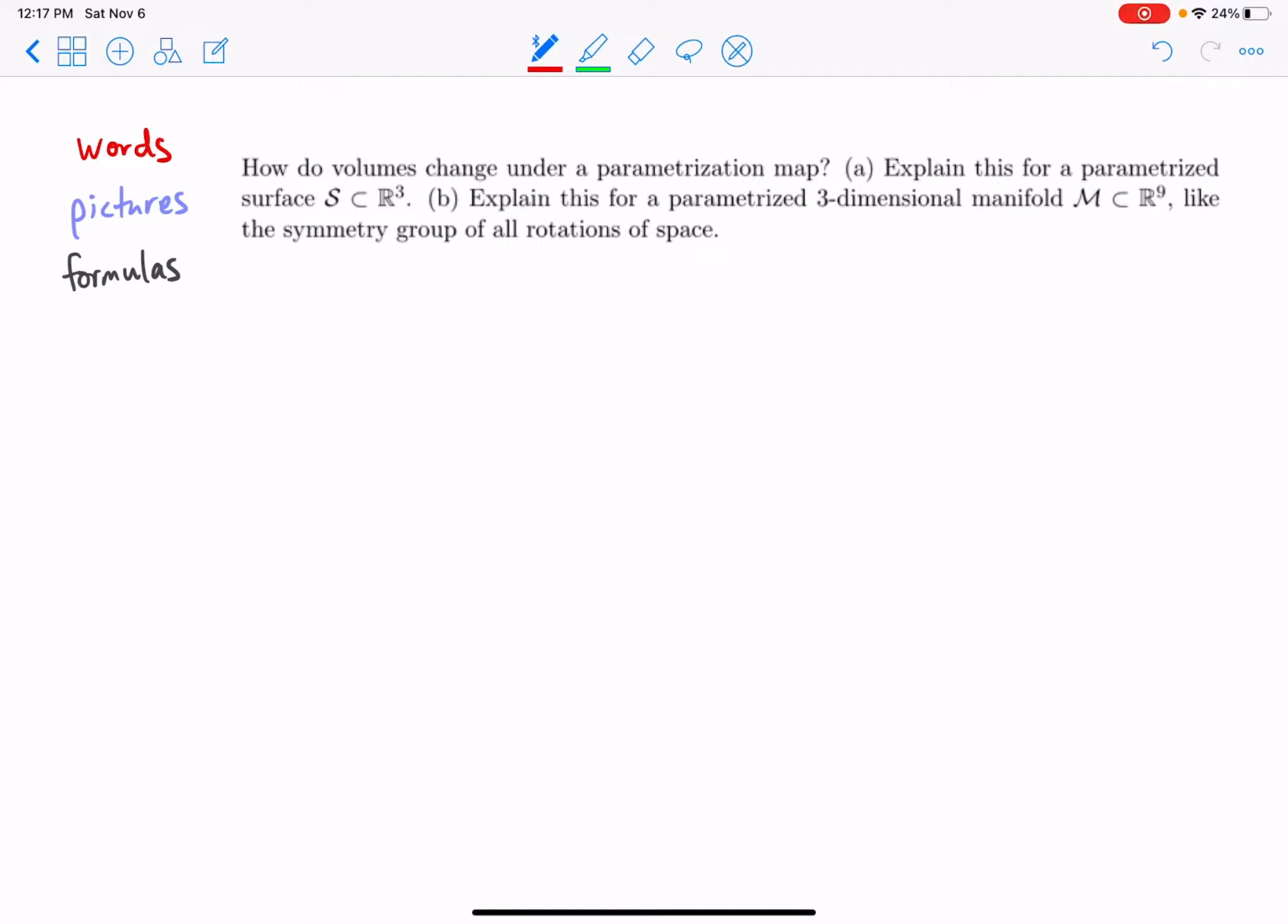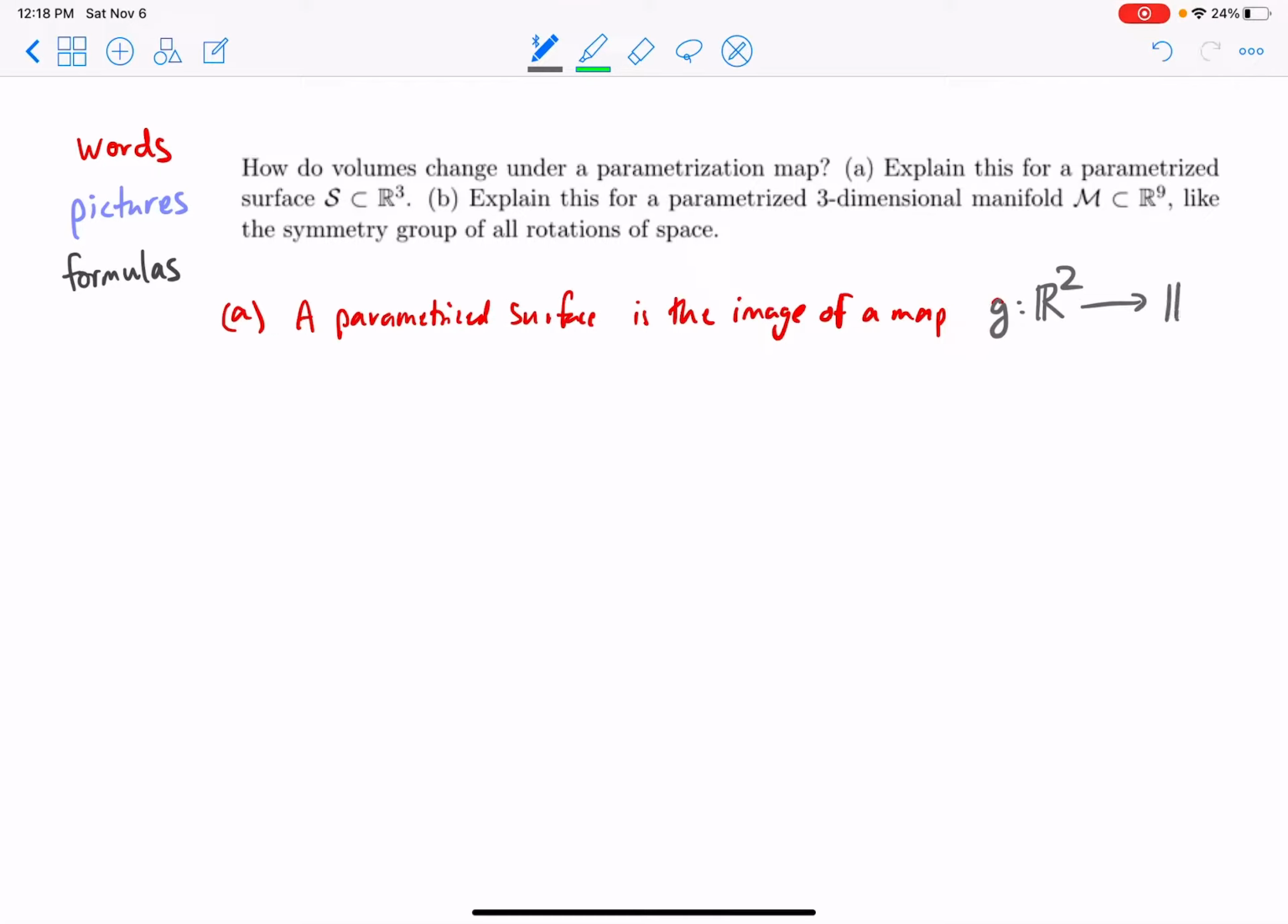Okay, so explain this. For a parameterized surface, some surface inside of three-dimensional space. That's part A. A parameterized surface is the image of a map. What kind of a map? Let's give it a formula. Let's say G from, well, it's a surface, so it has to be two-dimensional. And we throw two-dimensional space into three-dimensional space, giving a surface inside of there.